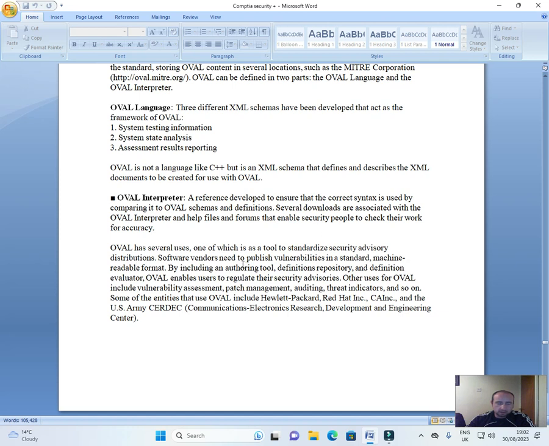Software vendors need to publish vulnerabilities in a standard machine readable format by including an authoring tool, definitions repository and definition evaluator. OVAL enables users to regulate their security advisories. Other uses for OVAL include vulnerability assessment, patch management, auditing, threat indicators, and so on. Some of the entities that use OVAL include Hewlett-Packard, Red Hat, CA Inc., and the US Army CERDEC, Communications, Electronics, Research, Development and Engineering Center.